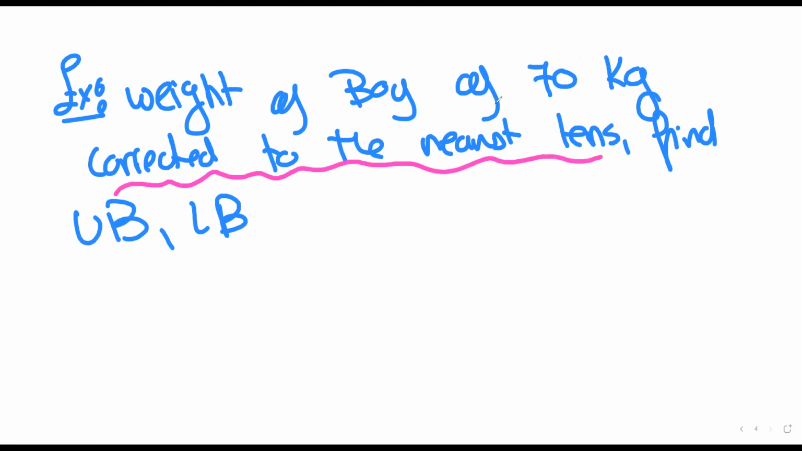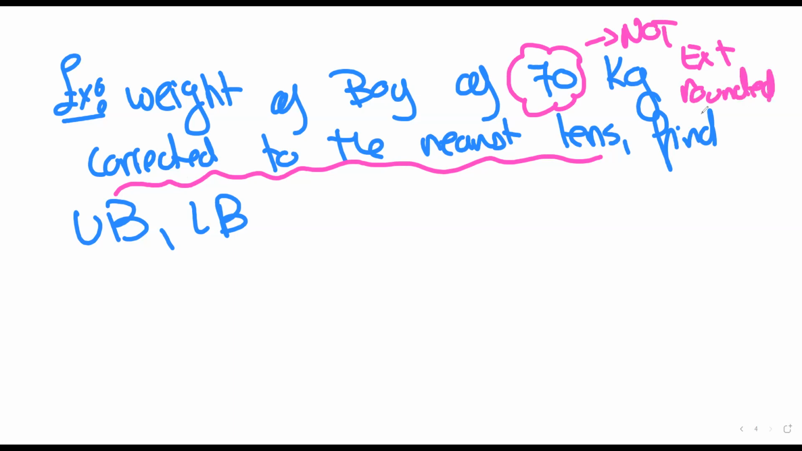يعني ال 70 دي ده مش الوزن الحقيقي للولد، ده الوزن التقريبي. Again, what does this part mean? It means that this number over here is not the exact weight of the boy. This is a rounded figure. ده رقم معمول له تقريب. This is not the exact weight of the boy. هو وزن الولد تقريبا 70.